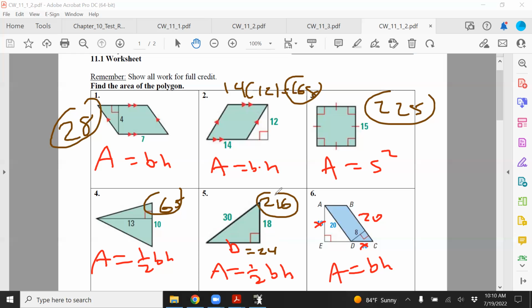No. Number 5? Hold on. Pythagorean theorem. Yeah, it follows the 3-4-5 ratio. And this one's just gonna be 160. So 28, 168, 225, 65, 216, 160. I'll give you a chance to copy those down.